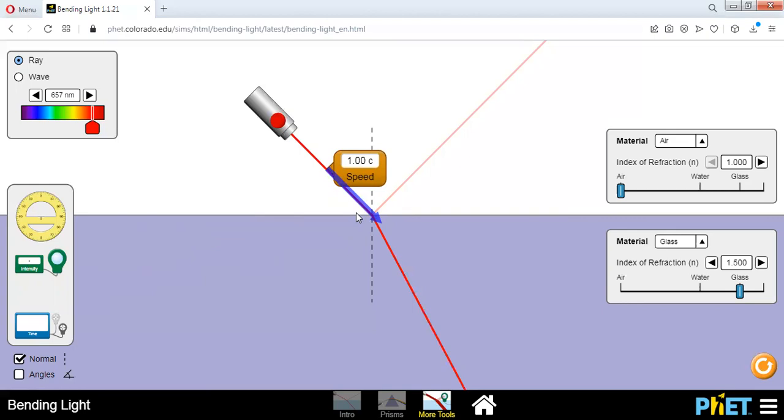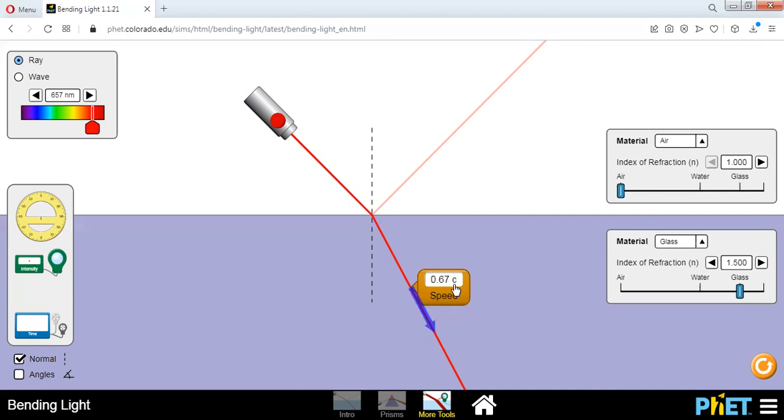So this is the speed of light in air or in a vacuum. And if you try to measure the speed of light in glass, you should see that it's around 0.67 c, which is 3 times 10 to the power 8 multiplied by 0.67. That gives us around 2 times 10 to the power 8 meters per second. So this shows us that the speed of light changes when it travels from one medium to another medium.